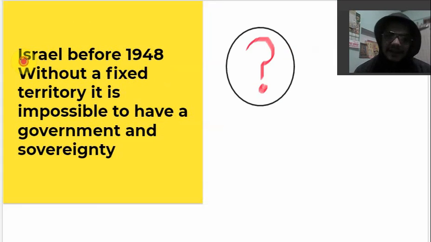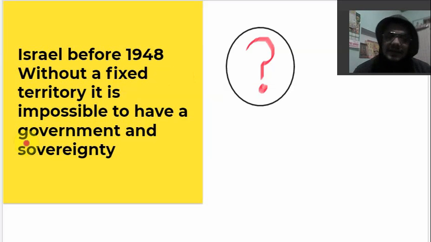So first element, the area. Now look around you, look at India, you know that it has an area. America has an area, Australia has an area, a specific area that is defined, a fixed territory. In the case of Israel, before 1948, the people of Israel were not settled in a fixed territory. They were scattered all around the world. If the population is scattered all around the world, it is not technically called a state. So in order for a state to exist, there is a need for a fixed territory.